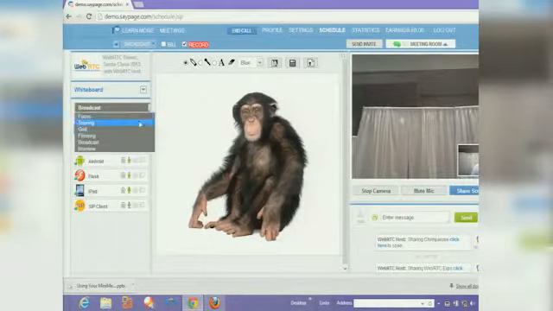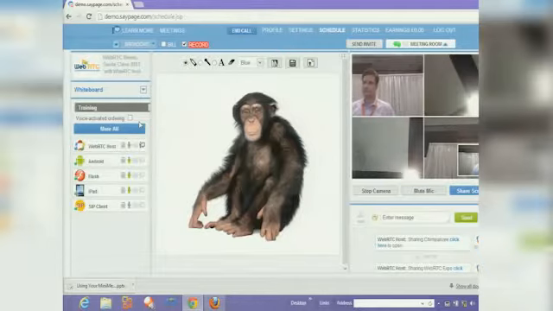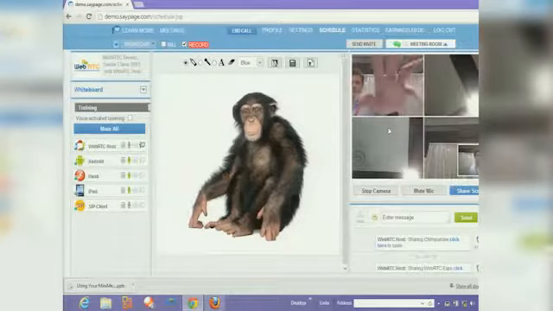Next, we have training mode, where the conference owner, who might be a teacher, sees all the other participants or students in a grid, but the students can only hear each other.